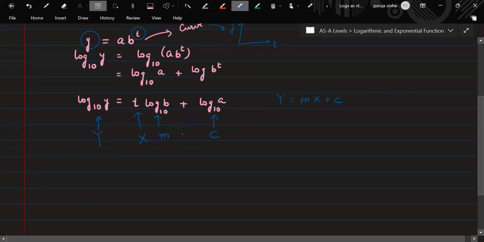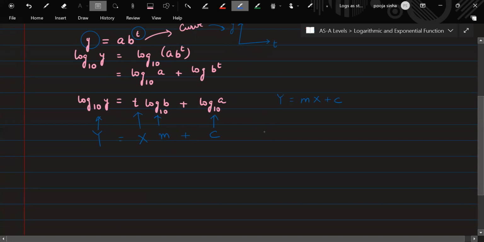So I just converted my entire graph, which was y is equal to a b raised to power t. That was not a log graph; that was an exponential graph of a b raised to power t. There was no log involved there. It was an exponential graph.